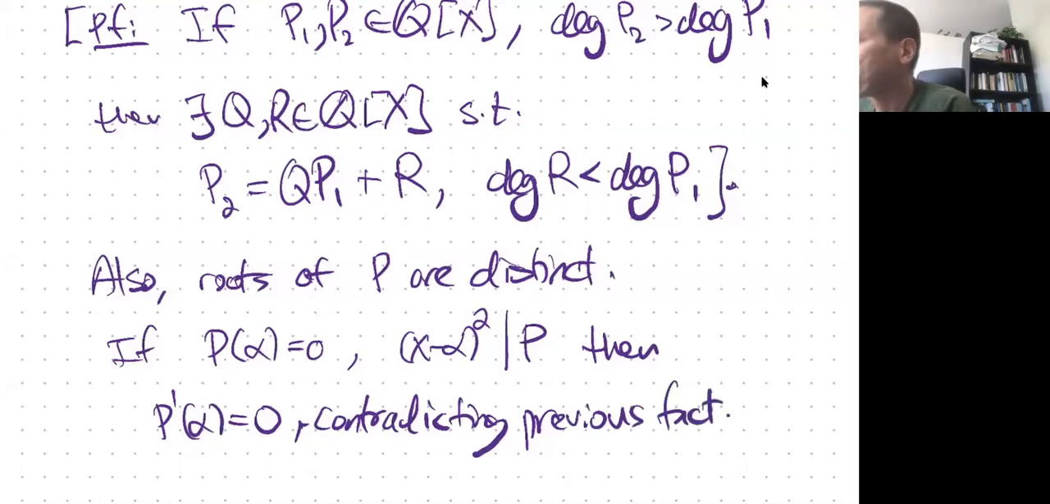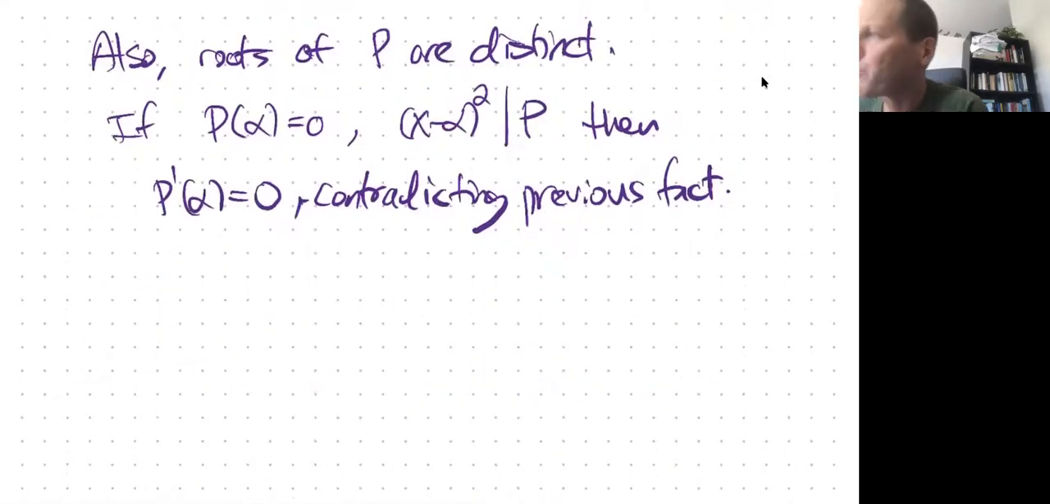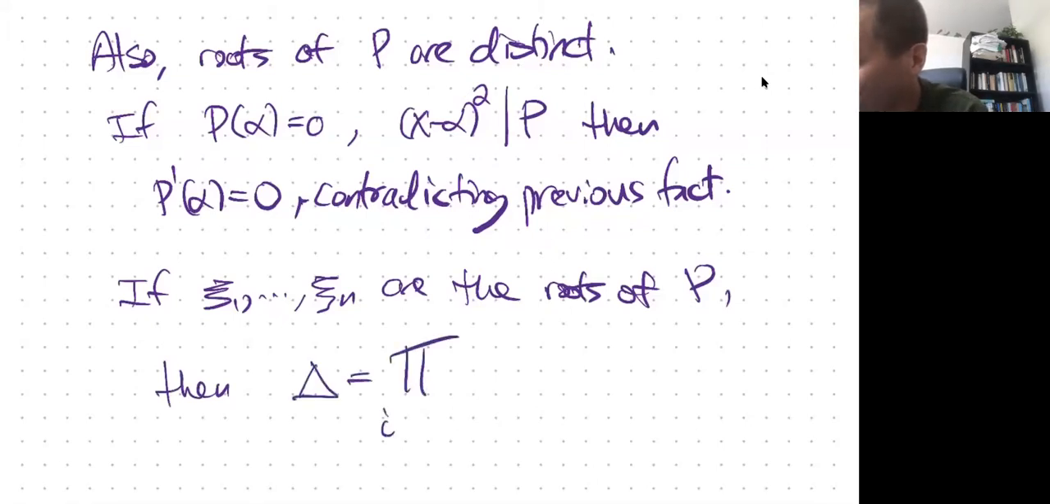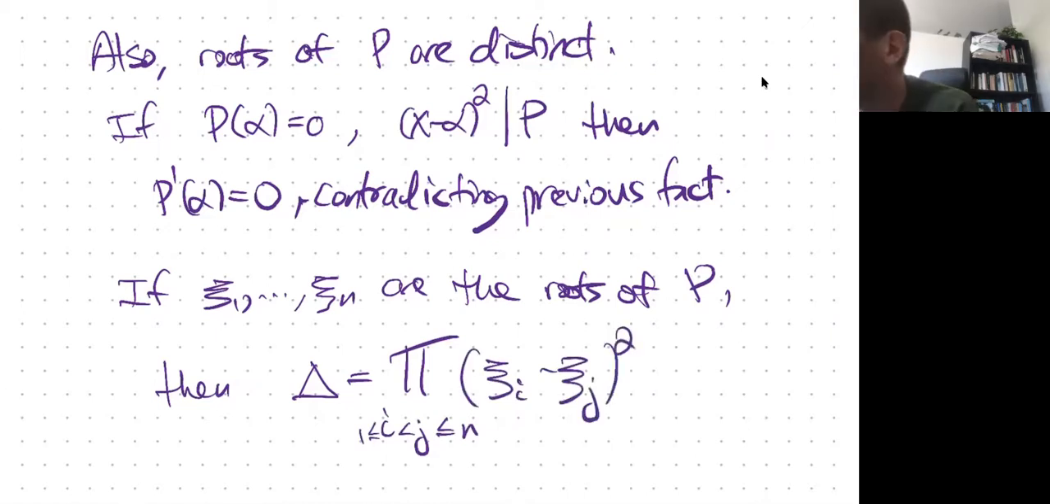Okay. And another thing that I want to tell you in general is, well, first let's define the discriminant of a polynomial like this. So if C1 up to Cn are the roots of P, and they're all distinct, as we said, then we define the product of their differences squared. This quantity is called the discriminant.